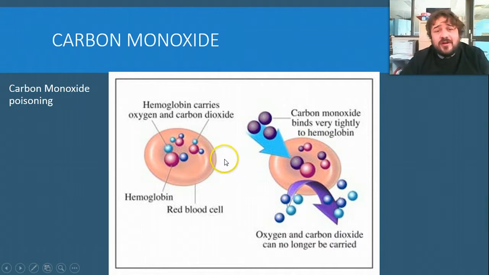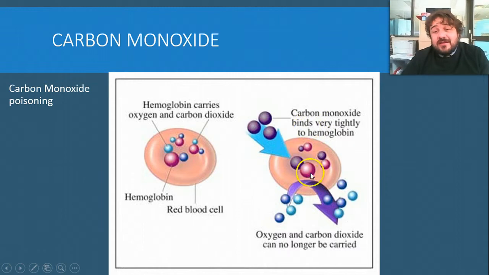Carbon monoxide. So carbon monoxide poisoning works like this. Your hemoglobin carries your oxygen, we know this, and it carries it inside. A molecule of carbon dioxide can sit in there as well. Carbon monoxide instead gets in and binds really tightly. The oxygen and the carbon dioxide can no longer bind to the hemoglobin. That's what the hemoglobin is used for, carrying out carbon dioxide and carrying oxygen in.